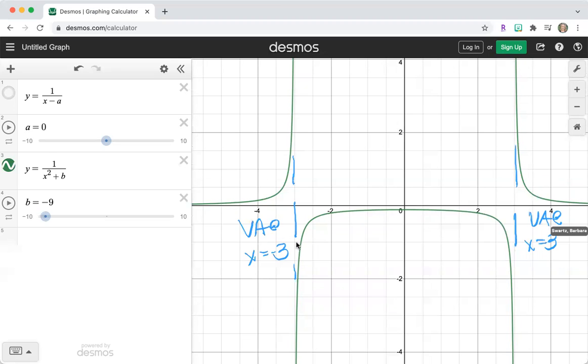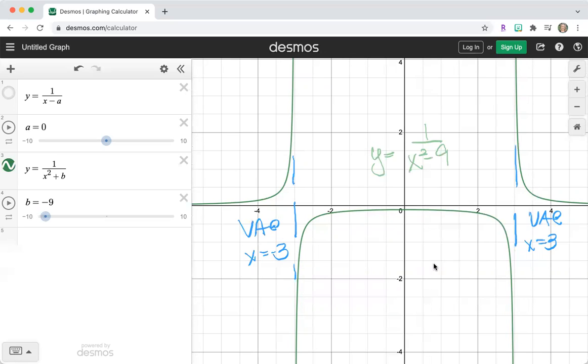And so I want you to be able to see it in the graph, but then also see it in the equation. So because this positive 3 and this negative 3 would make this denominator 0, that's when we get these two vertical asymptotes. So again, just kind of repeating that same idea.